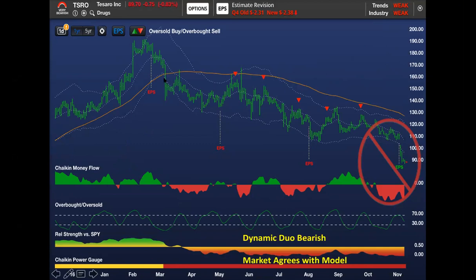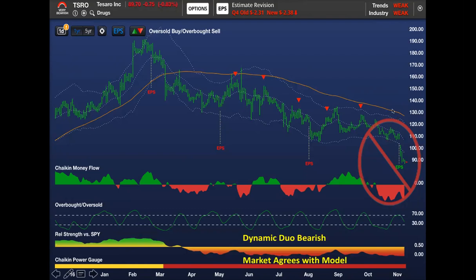The stock was around 150, 145. And then relative strength turned bearish at about 145. So the dynamic duo was bearish. Institutions were selling it along the way. You got these overbought sell signals on a new 8-day high. Look how effective they were for initiating swing trades or options positions on the downside.